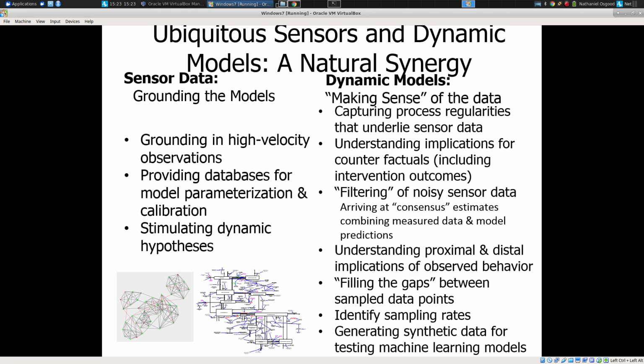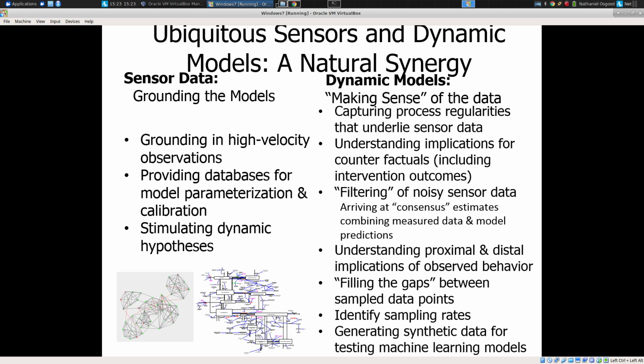So in short, sensors and dynamic models. How do they work together? Sensor data, not just sensor data, it's microdata collected from wearables, from smartphones, and by microsurveys. It helps us ground the models in high velocity observations. It helps us reground them using techniques Li Xiaoyan is about to speak about. And it provides databases for parameterization and calibration on things such as location, contact patterns, physical activity, sedentary behavior, dietary intake, knowledge, attitudes, beliefs that are traditionally hard to gather reliably at a micro level.